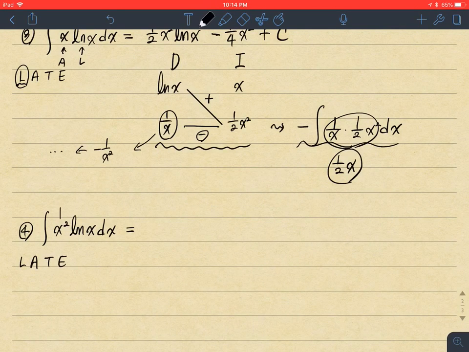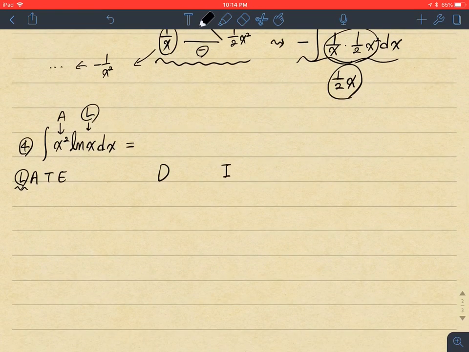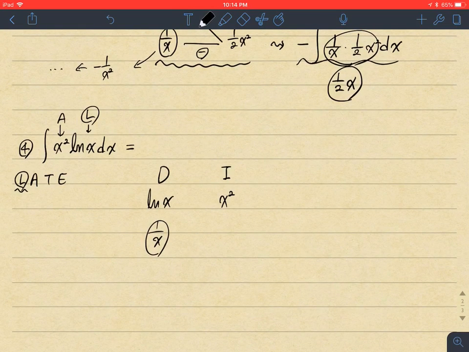LATE: this one is an algebraic function, this one is a logarithmic function. So you want to take the derivative of the logarithmic function. So you just write D and I again. Here you write log x, here x squared. So again, 1 over x. You don't want to take the derivative of 1 over x over and over again because it never becomes 0. So again, antiderivative of this.